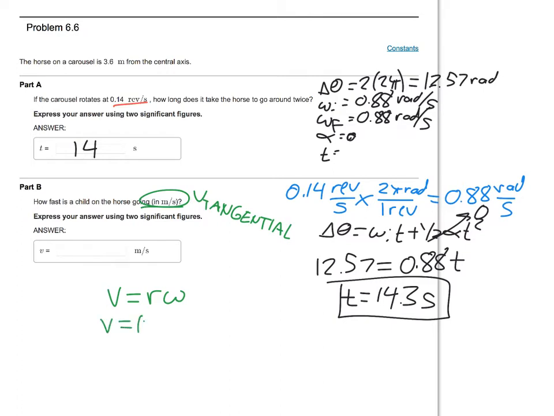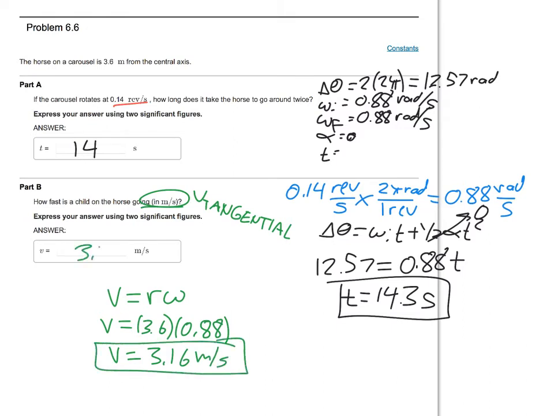So, knowing that my radius is 3.6 and my angular speed is 0.88, I just multiply those two together and I get a tangential speed of 3.16 meters per second. Rounded to 2 sig figs, it's just 3.2 meters per second.